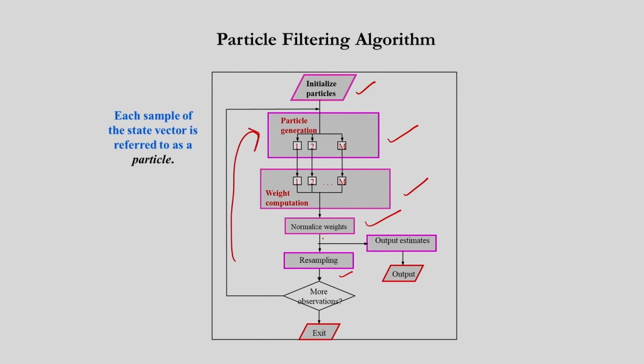In this case, from the normalized weights we can estimate the output, but the problem is that after some iterations some of the particles will have negligible weight. So that is why resampling is important. So we are doing the resampling, and after this we are doing the particle generation, weight computation, normalized weights, and after this we can output the estimates, and based on the observation we have to do the tracking. So this is the particle filter algorithm. So briefly I have explained the concept of the particle filter, but I think you have to study the research papers to understand the concept of the particle filter in more detail.